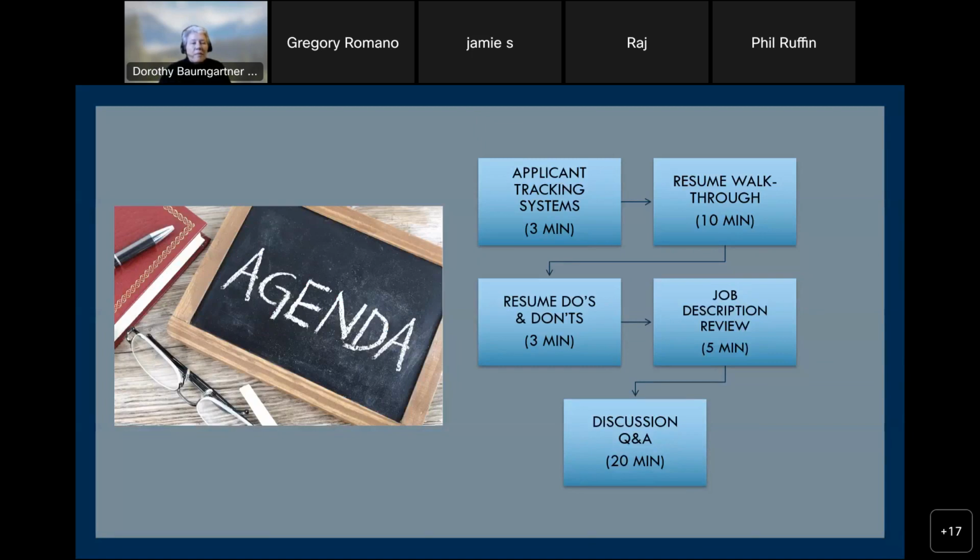We'll take some time and do a resume walkthrough, looking at different parts of a resume, talking about best practices and some tips for things that you should be sure to include and some things that you should not do. So we'll have some resume do's and don'ts as a summary of that. And then we're going to spend just a few minutes looking at a job description to identify how you pick out some of the things that you need to highlight on your resume. And then hopefully we'll have some time at the end for Q&A.